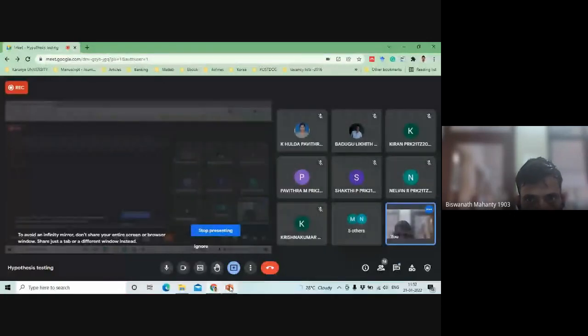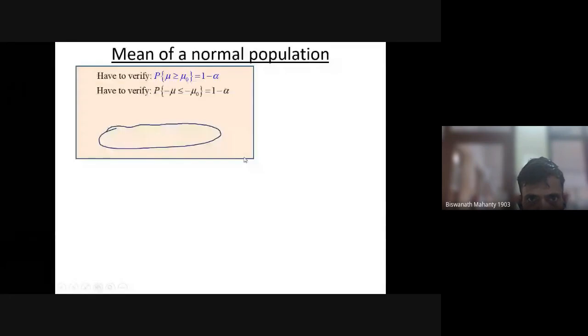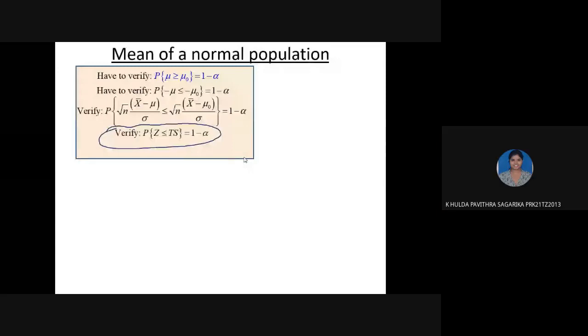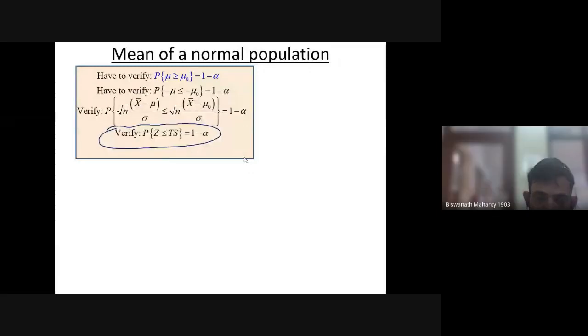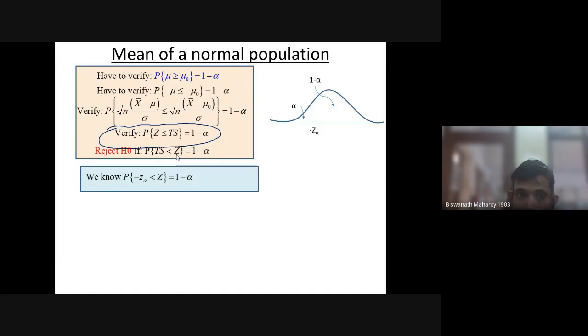Okay, so we'll be just finishing now. I think now it is visible, right? Yes, sir. Okay. So we are going to verify whether Z is less than TS, and for that we will reject H0 if TS is less than Z. TS is less than Z. So you see, TS is less than Z.